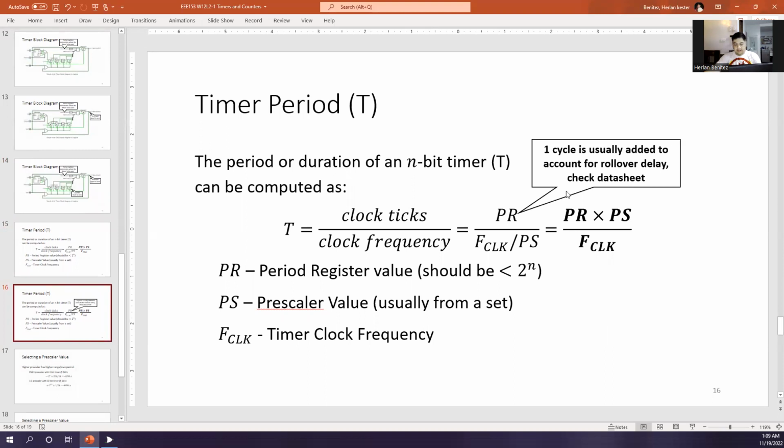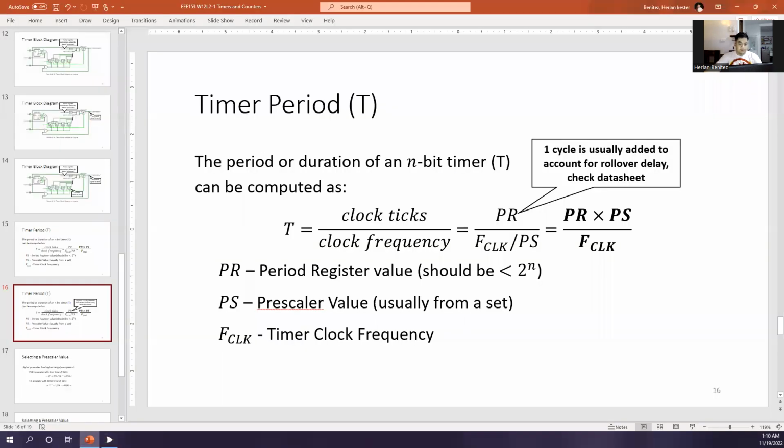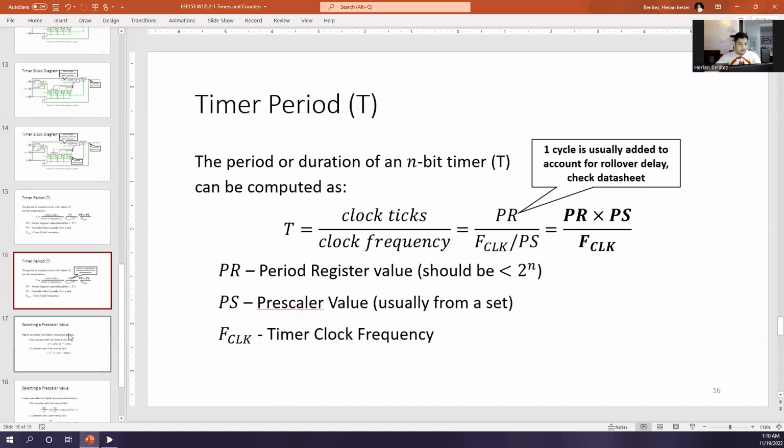Tapos, depende din sa ginagamit natin na microcontroller, one cycle is usually added to account for delay ng rollover. So, depende rin sa ating device kung ilang cycle siya. Pero usually, one cycle for the rollover. So, ano yung rollover delay? So, di ba mag-equal muna sila? Yeah. So, mag-equal muna sila. So, kailangan natin ng isa pang clock cycle para mag-reset ang lahat and makapag-count ulit. So, ayun. So, yun yung +1 dito sa rollover delay.